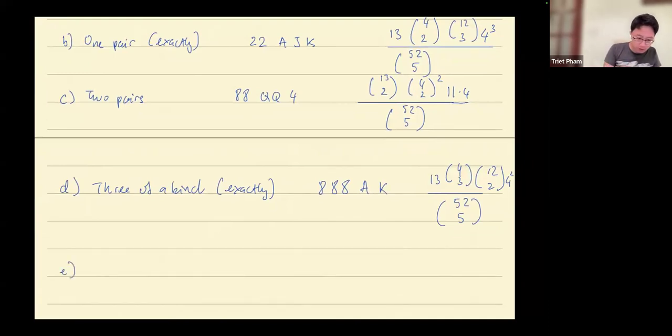All right. E, four of a kind, which means something like 8, 8, 8, 8, and then the last card can be something like an ace.